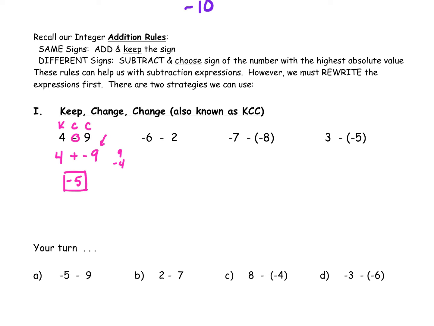Our next example, we would again use a keep, change, change. So we would rewrite this as negative 6 plus, and we're going to change that positive 2 to a negative 2. Now we have same sign numbers, and if you recall, we add same sign numbers. So we would get 8, and we keep the sign. So this would be negative 8.